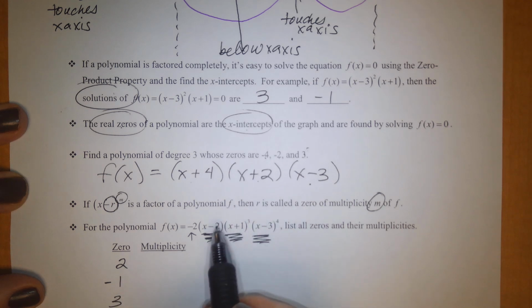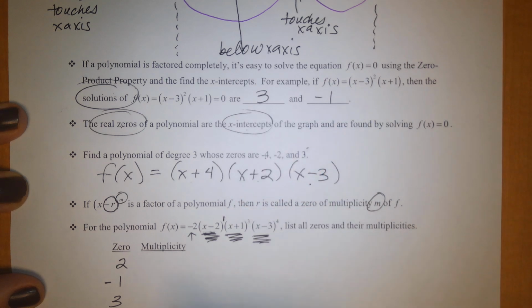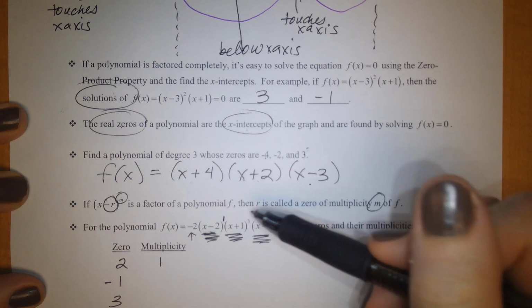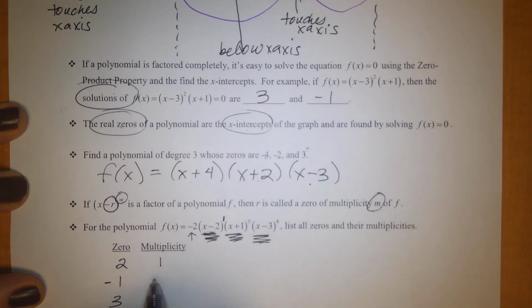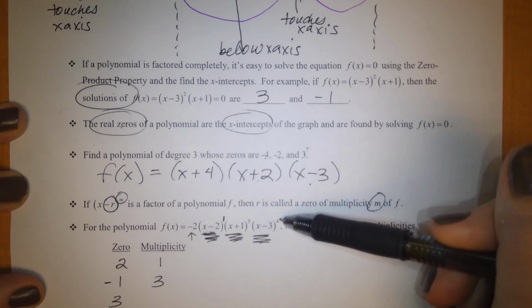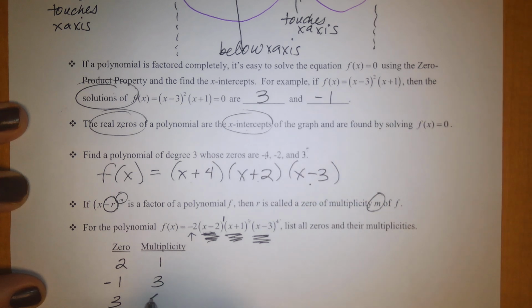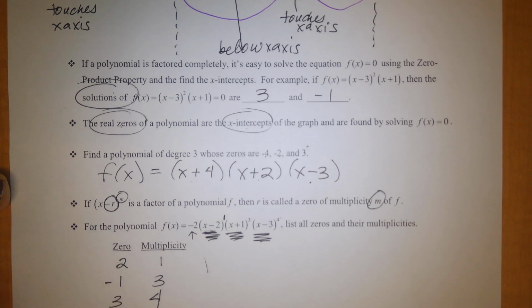Now, the multiplicity is the power of each of these zeros. The zero 2 has a multiplicity of 1. The zero negative 1 has a multiplicity of 3. And the zero of 3 has a multiplicity of 4. And this information is going to tell us a lot about what is happening at those zeros.